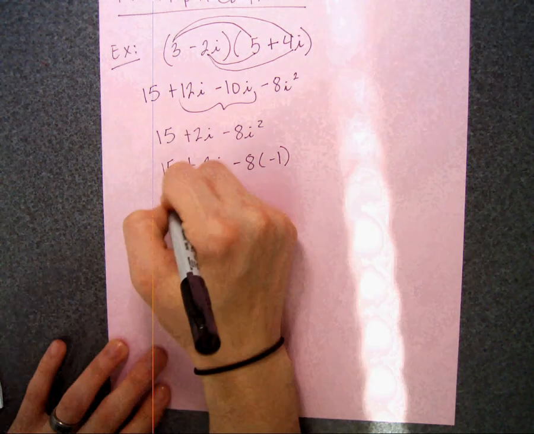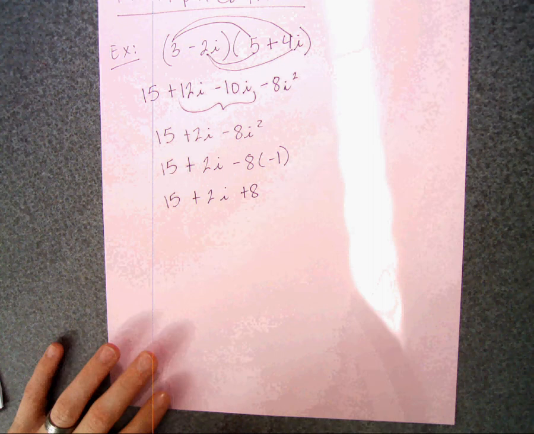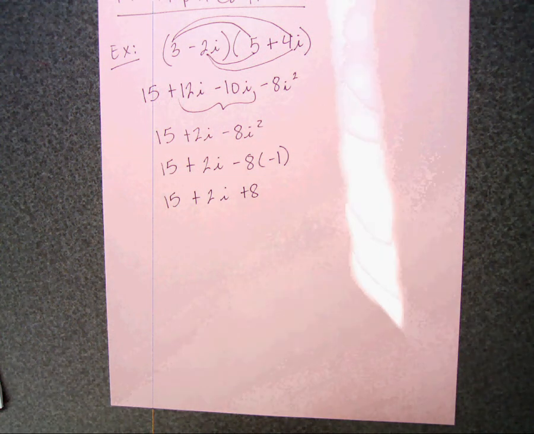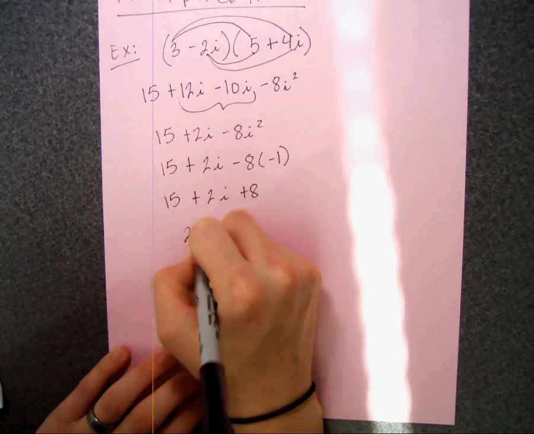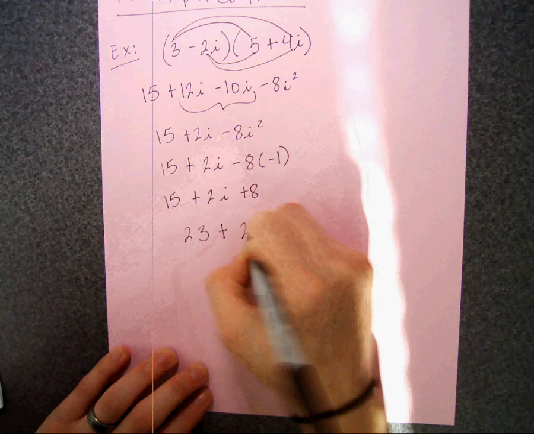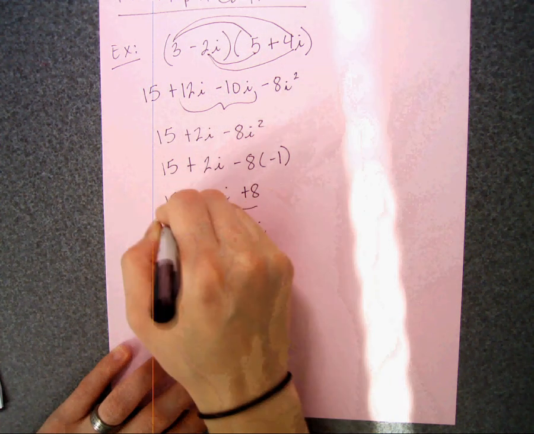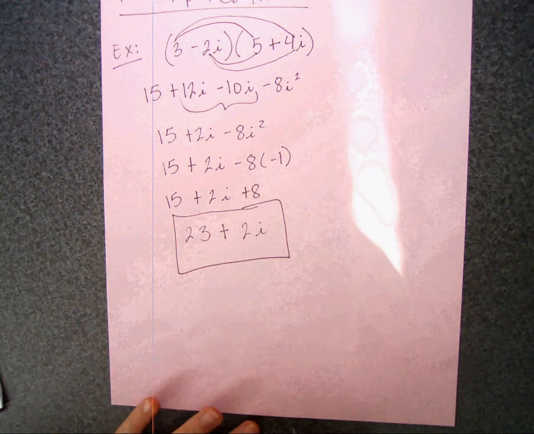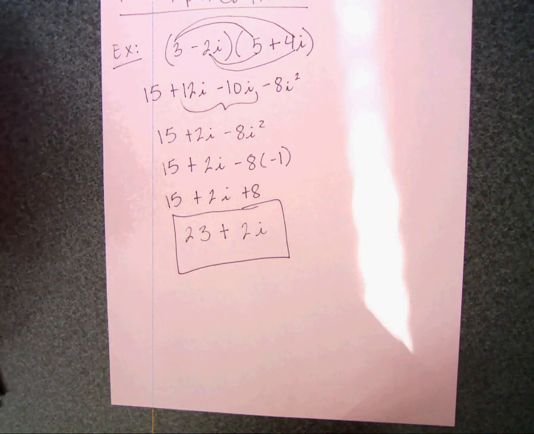And so I can combine again like terms. 15 and 8 are both real numbers, so they are like terms. And 15 plus 8 gives me 23 plus 2i. I have my real part, I have my imaginary part. They are separate, and it's my final answer. Okay, so it's just distribution. Alright, let's do one more.